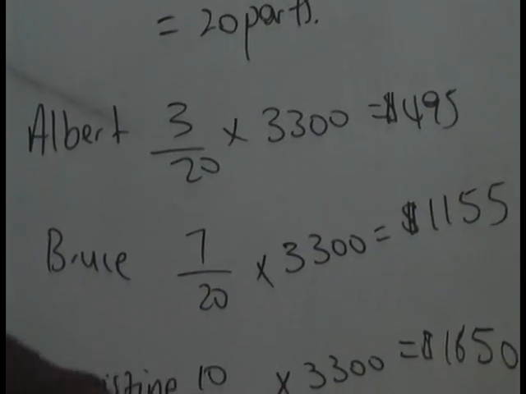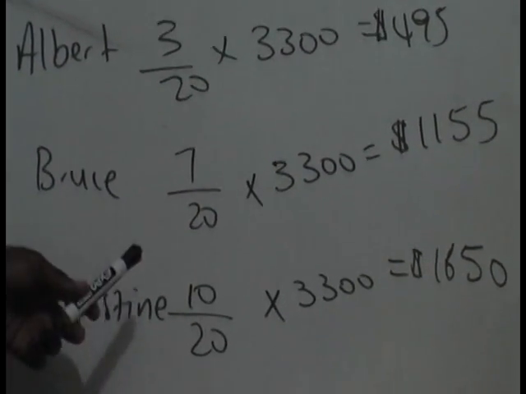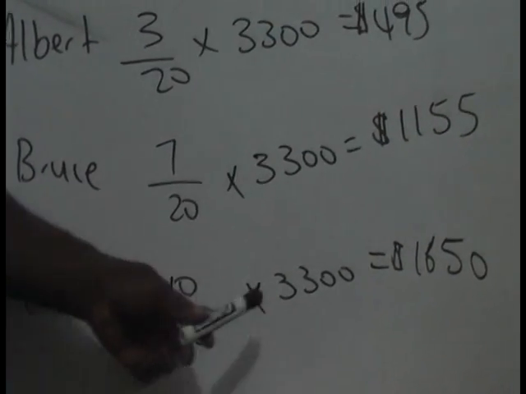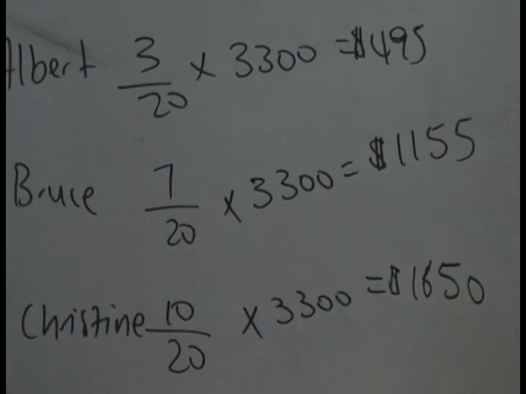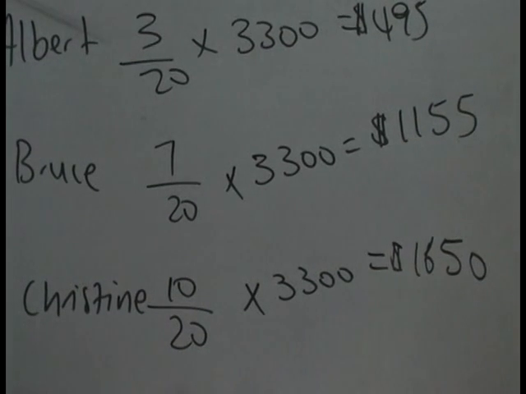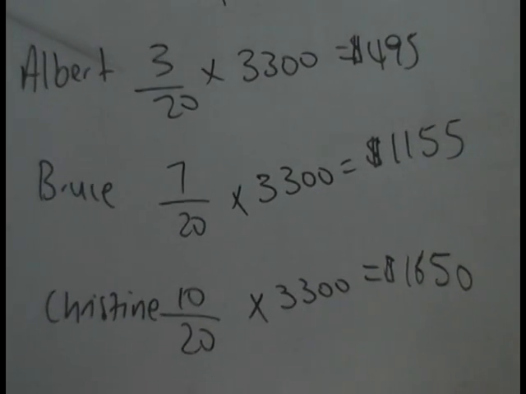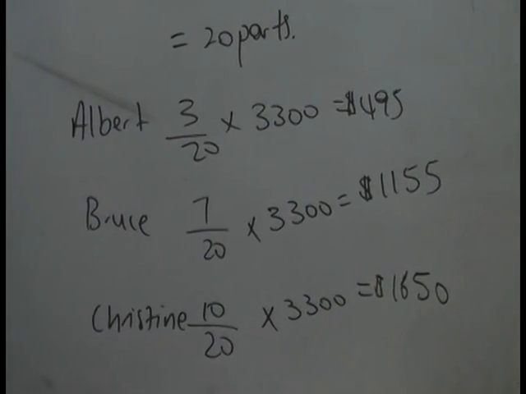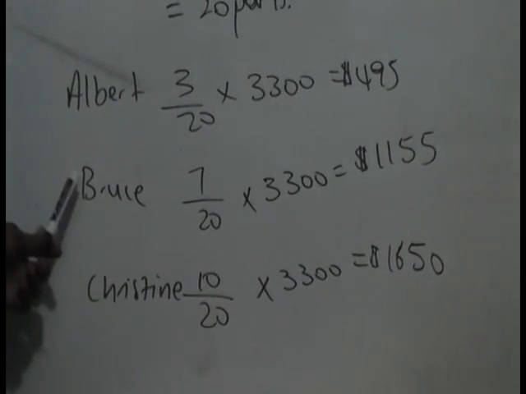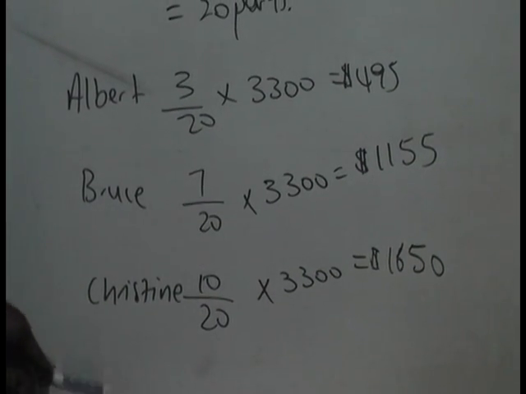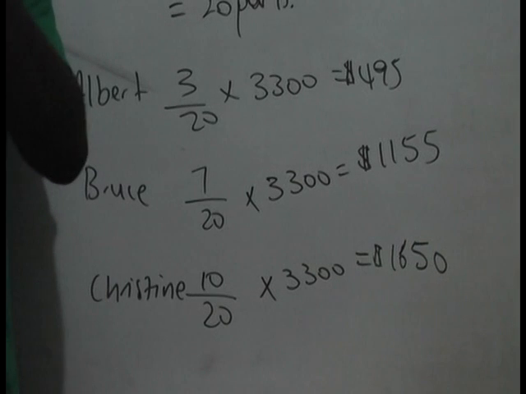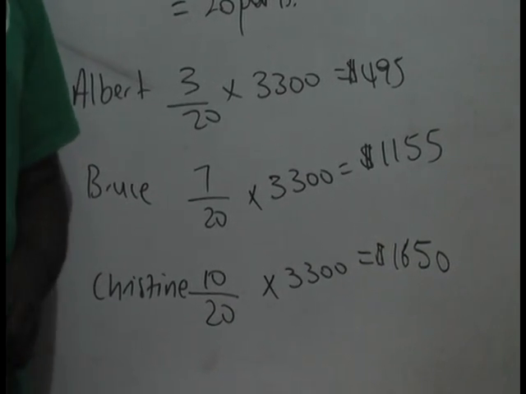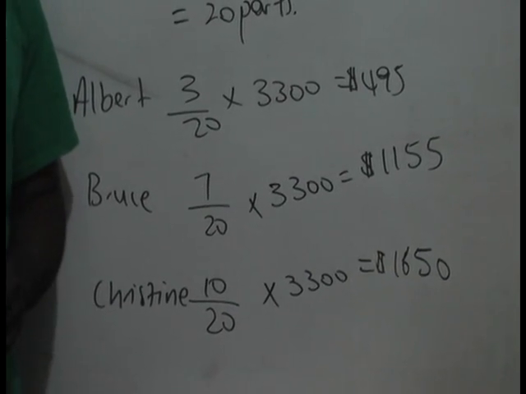Christine's share is half the amount, as you can see, 10 out of 20 times $3,300, which is $1,650. Now what have I done next? You can do it and prove. Subtract Bruce's share from Christine's share and see if you get back $495. Did you do that? Did you get it back?